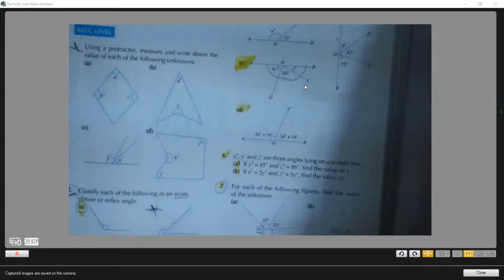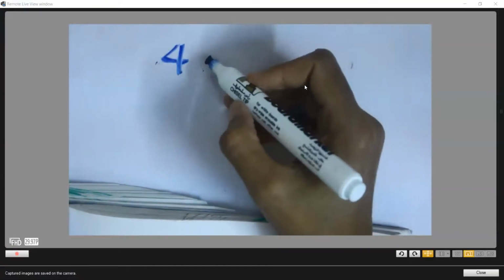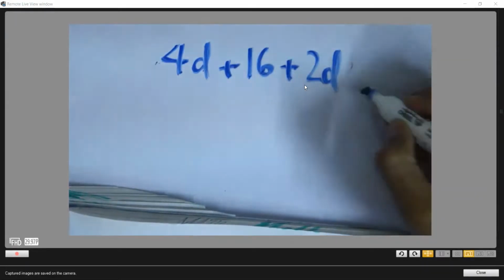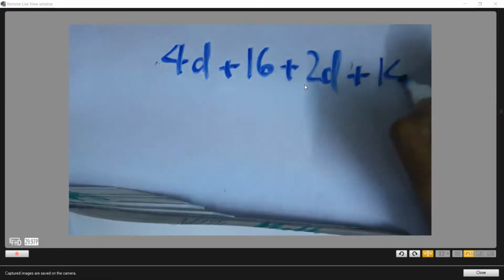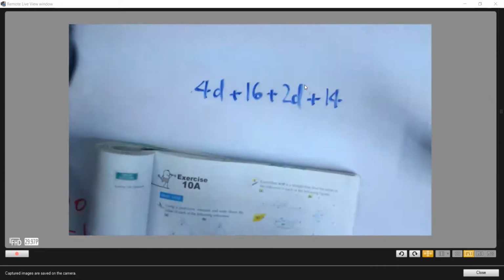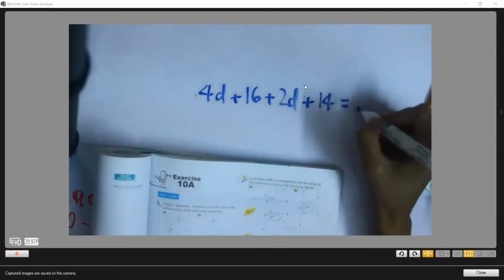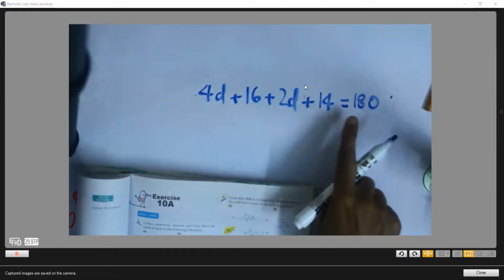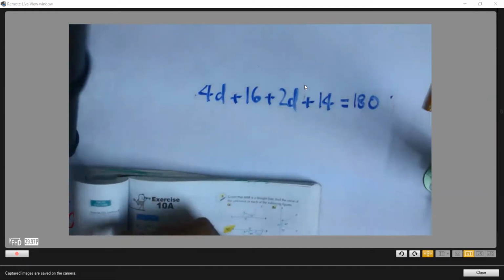Okay, you know what? Let me do it this way. 4D plus 16 plus 2D plus 14 is equal to 180. So 4D plus 16 plus 2D plus 14 is equal to 180. This is fine. What should be my next step?